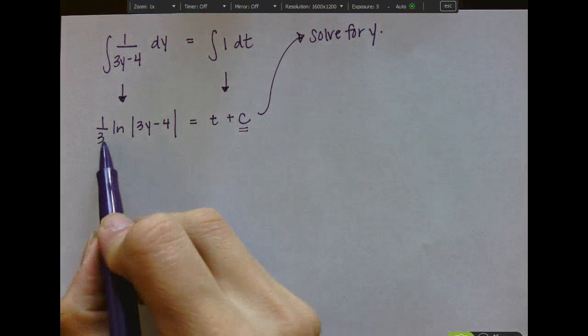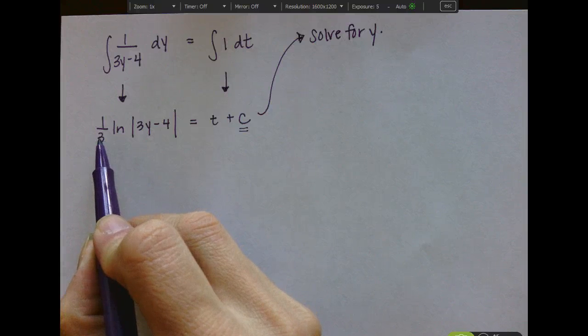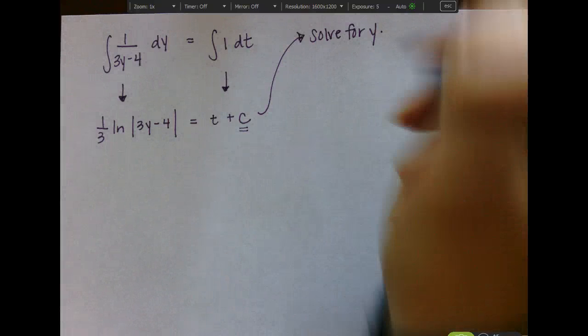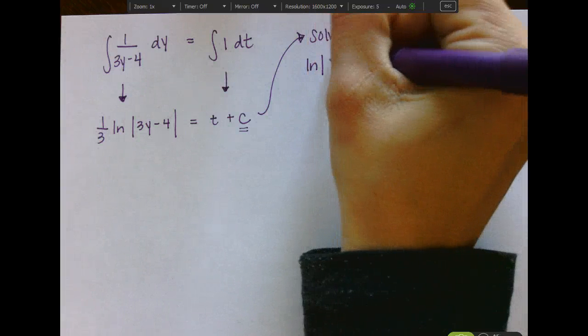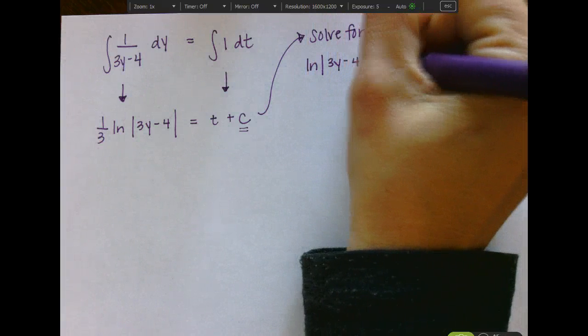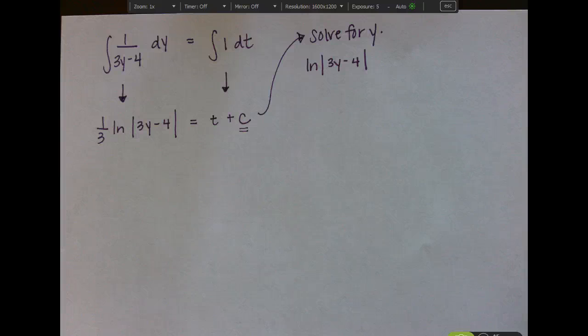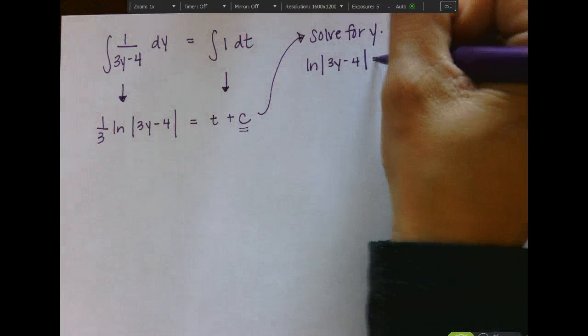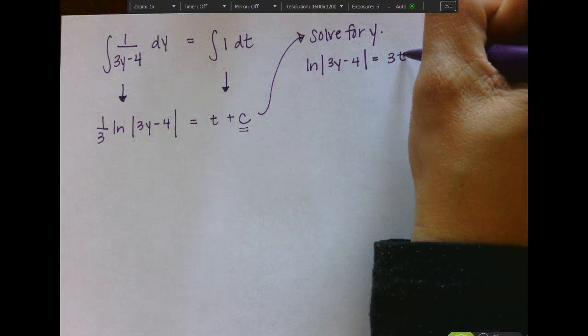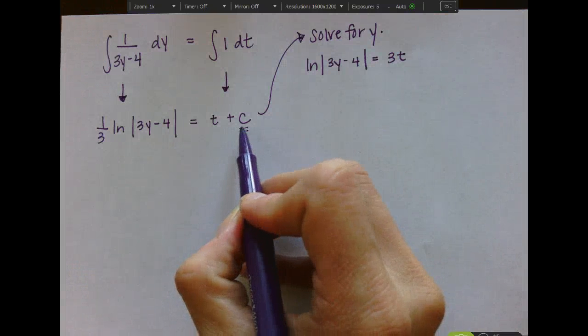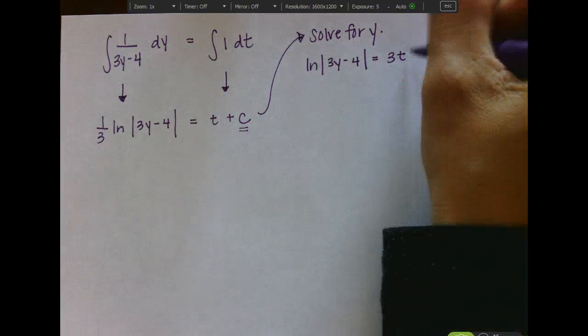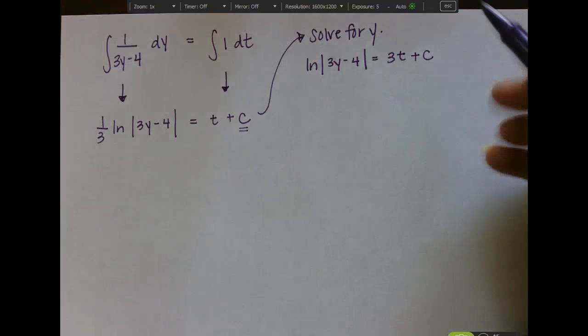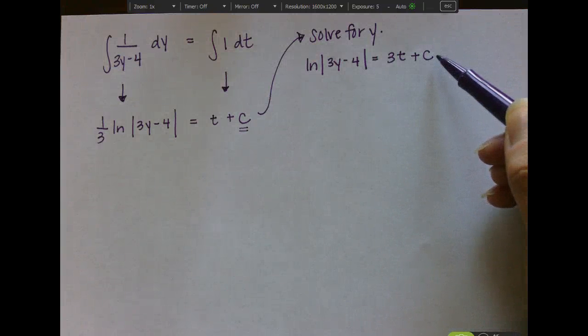I'm going to get rid of this 1/3. I'm going to multiply through the entire equation by 3. That'll give me the natural log of the absolute value of 3y minus 4 is equal to 3t plus c. And if I multiply c by 3, it's still just a constant c. Remember, we're never trying to quantify a constant c, we just want to note that it's a constant.